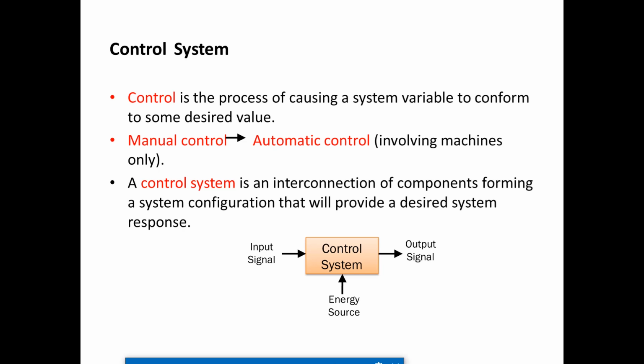The control system controls the components to have some desired values. So that is nothing but a control. We can have two different types of controls: manual control and automatic control.